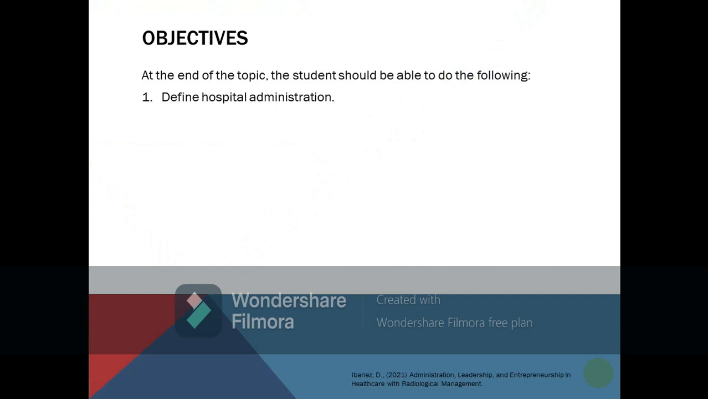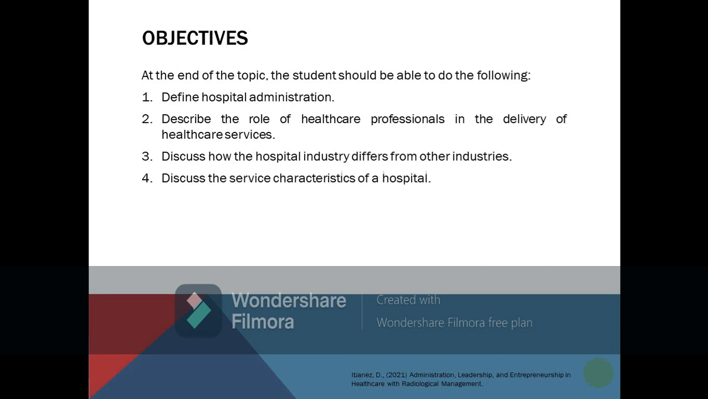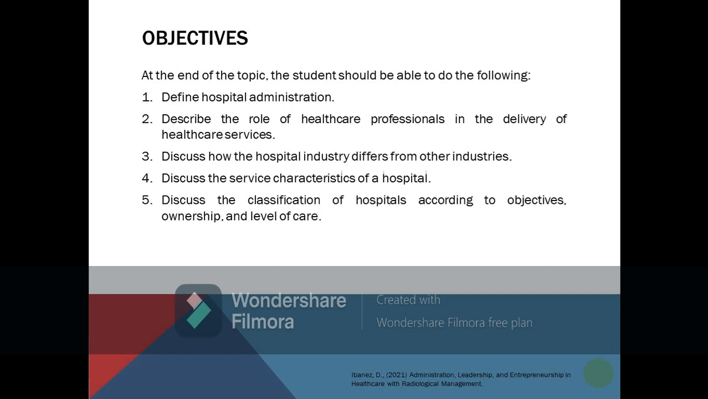define hospital administration, describe the role of healthcare professionals in the delivery of healthcare services, discuss how the hospital industry differs from other industries, discuss the service characteristics of a hospital, discuss the classification of hospitals according to objectives, ownership, and level of care, enumerate hospital services, and define SWOT.